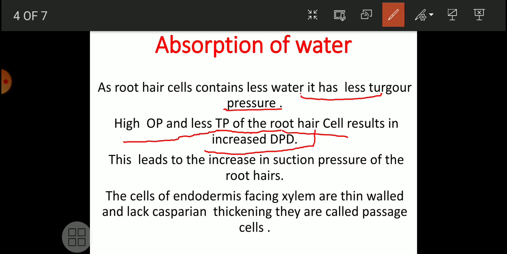Understand this terminology, it will make you, I have to say, a plant physiologist in your life, isn't it? You can go for research on these also. So for that you should know clearly what is osmotic potential, what is water potential, what is osmosis, what is diffusion, with simple examples. Now this leads to an increase in the suction pressure.